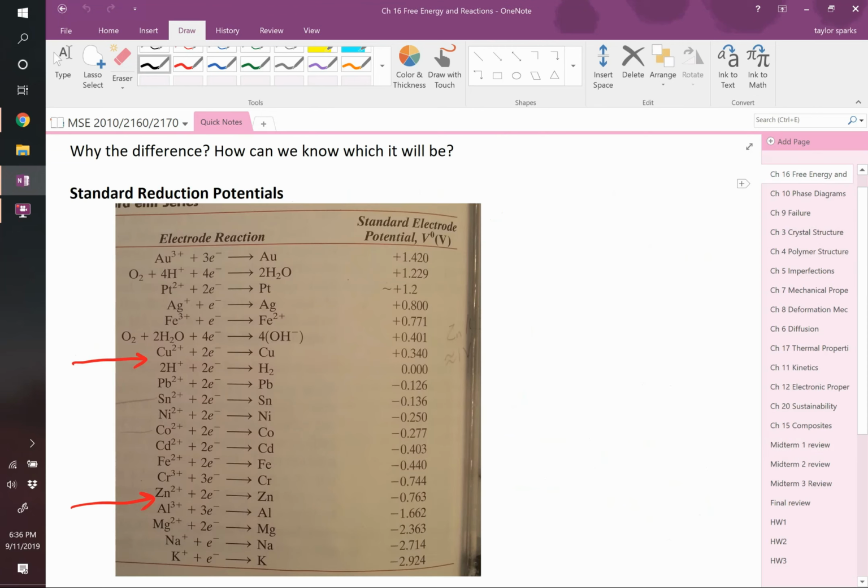What is that? Well, what it means is we can put any 2 of these things together, but these are all written as reductions. And a redox reaction has both reduction and oxidation, meaning one of these has to get flipped. And you flip the one that's more negative because then it becomes a positive number, and when you add it with any other number above it, you get a positive outcome.